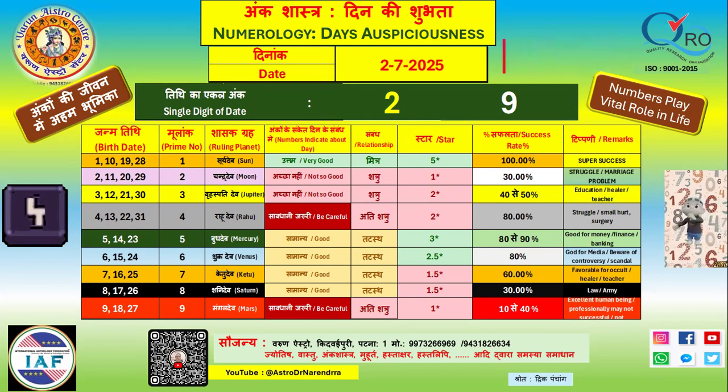So in today's birth chart, if you see, 9 is friendly with only prime number 1. Naturally, 9 is considered as army, which is concerned only with the king, government. And 9 does not have a good relation, rather an inimical relation, with prime numbers 2, 3, 4, and 9.